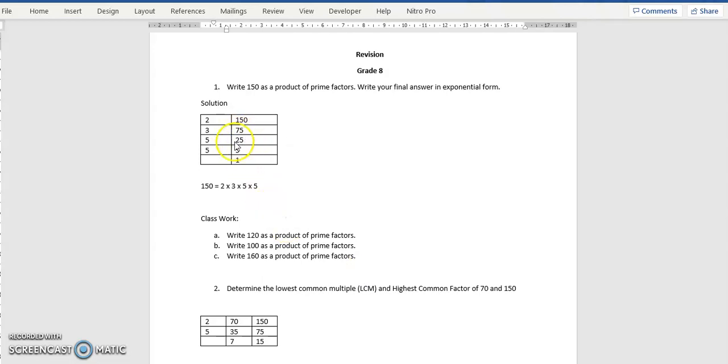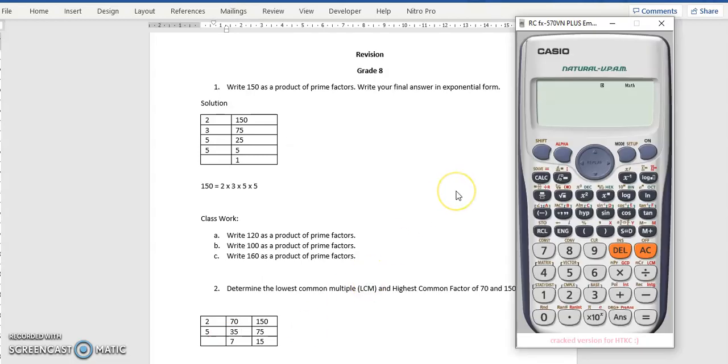This is where we reached. We had 5. But let me just go to 25. Let me start from here. We are trying to find the product of prime factors of 150. So I'm going to go through it quickly.